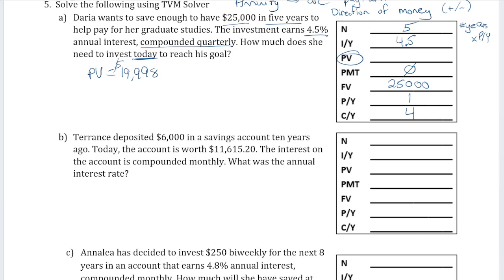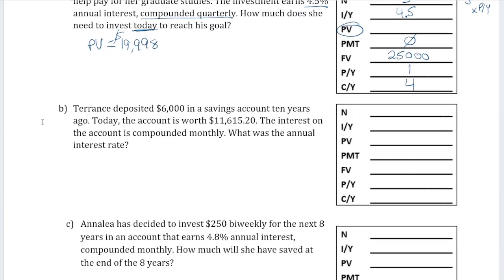And it's negative, but that's okay. Negative just means that it's going the opposite direction of the 25,000. 25,000 is coming to us, so it's positive. The 19,998 we are putting into the bank. It's moving away from us, so it's negative. That's all that means.